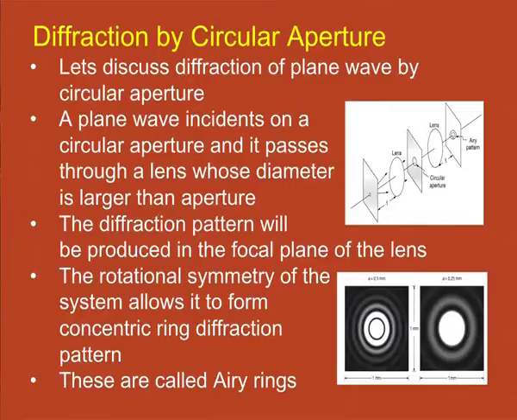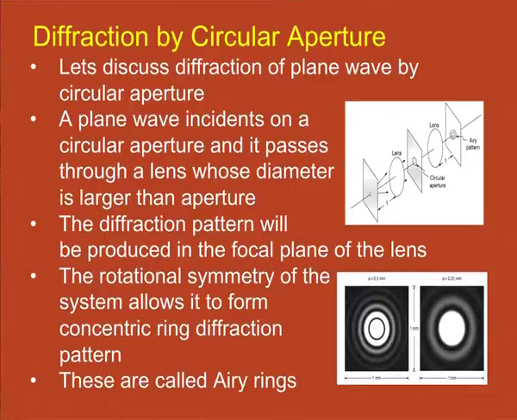Now, let us consider diffraction by a circular aperture. So, let us discuss diffraction of plane wave by circular aperture. A plane wave is incident on a circular aperture and it passes through a lens whose diameter is larger than the aperture. So, the diffraction pattern will be produced in the focal plane of the lens.